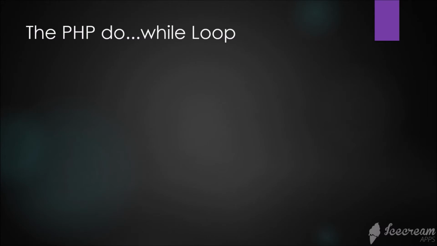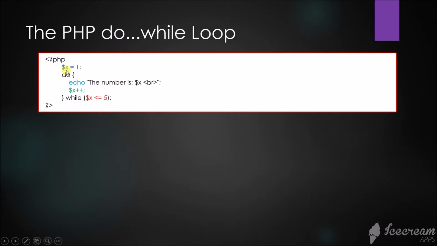Okay, so let's have our example. First, we have our declaration. Then, here is our do while loop. First, it will execute the echo statement. Then, after that, increment. Then, it will check the condition. If the condition is still satisfied, then the looping will continue.